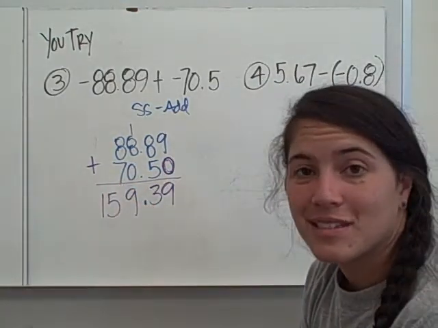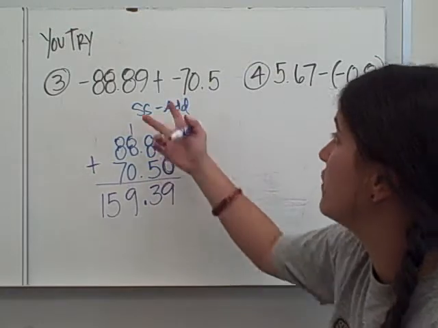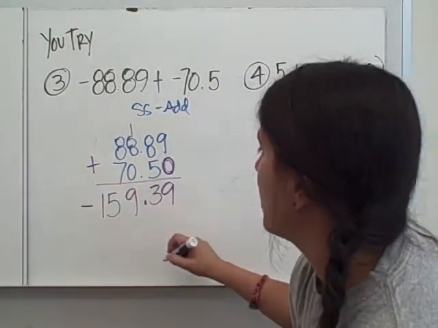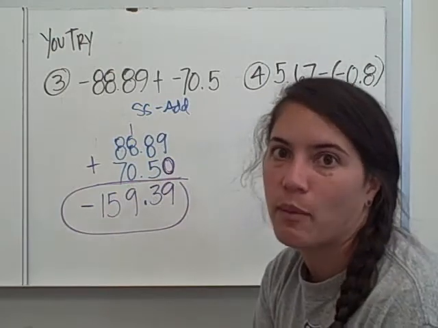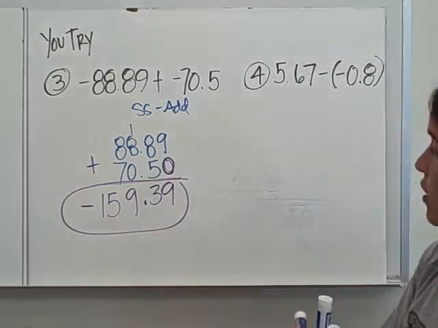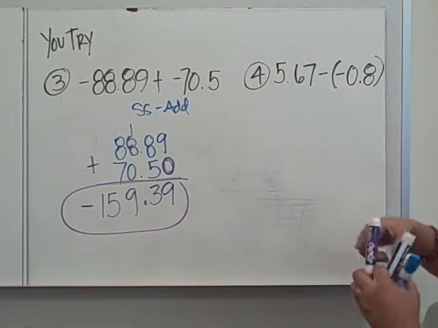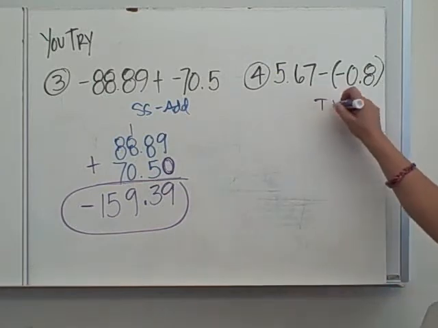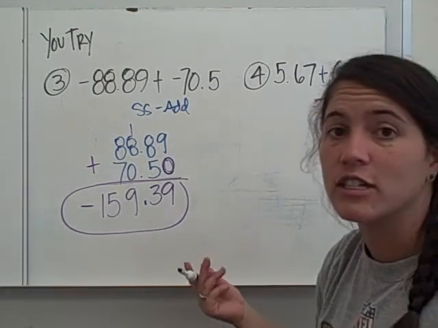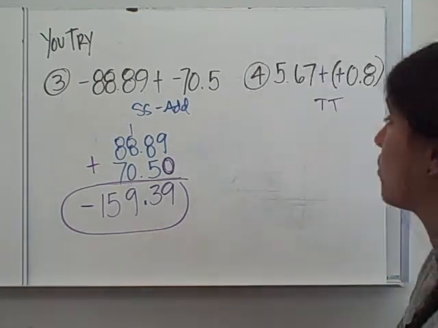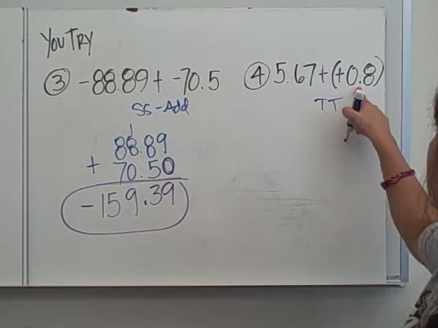The last step is to decide if my answer is going to be positive or negative, and since these are both negative, I know that my answer is going to be negative. And that is how you do number 3. Let's move on to number 4. It is subtraction, so I'm going to touch twice. And now it's just turned into a regular addition problem. There's no negatives anymore. So I need to line up my decimals.